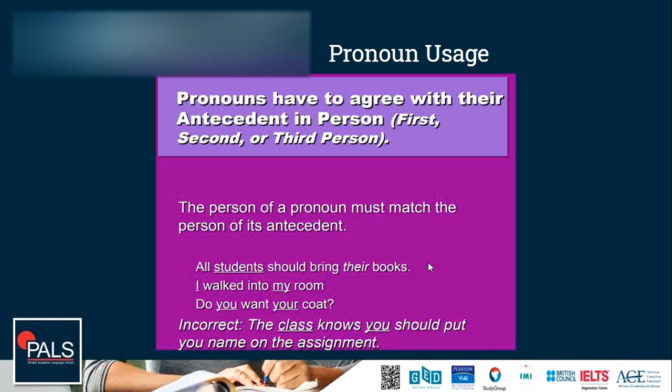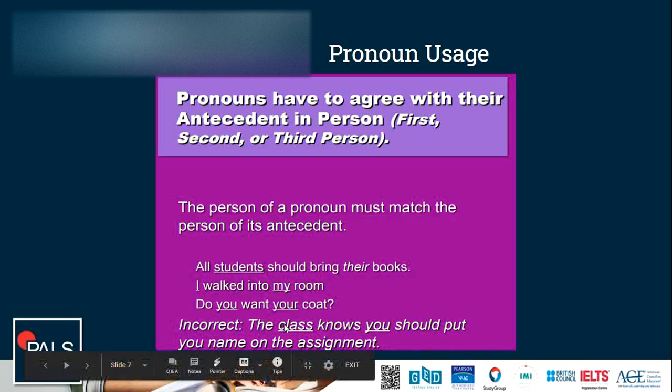So, third person as well as they, like what I mentioned, for plural. So, their objective case is them. The class knows you. We're talking about class here, which is a plural third person. So, I need to change this with their. The class knows, or they, sorry. The class knows they should put their name on the assignment.